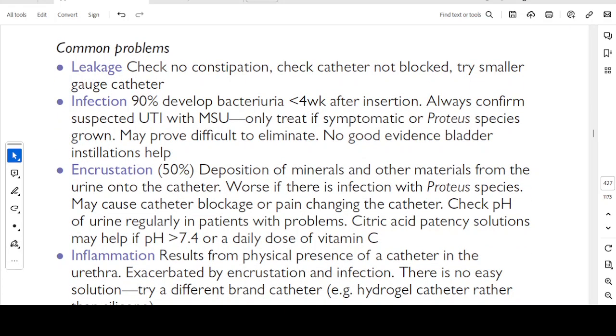Common problems. Leakage: check there is no constipation, check the catheter is not blocked, and try a smaller gauge catheter. Infection: 90% develop bacteriuria less than 4 weeks after insertion. Always confirm suspected UTI with MSU. Only treat if symptomatic or Proteus species is grown. May prove difficult to eliminate. No good evidence that bladder instillations help.